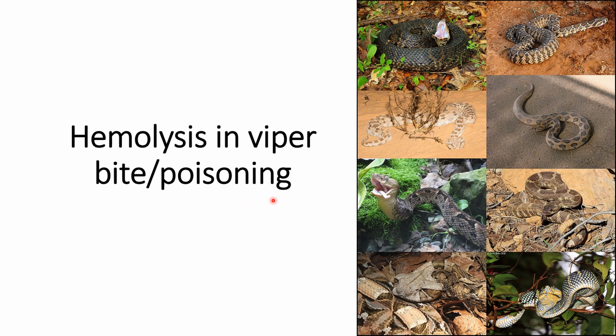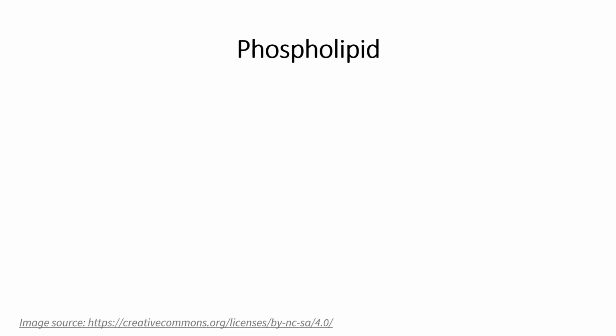Vipers are a family of snakes found across different continents across the world, and the venom or toxin produced by this viper snake is considered to be hemotoxic, or it can cause hemolysis. So we are here to see why there is hemolysis in this viper poisoning. The basic concept which needs to be understood to answer this is about phospholipids. Okay, what are phospholipids?